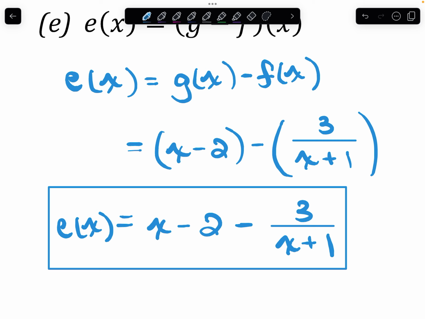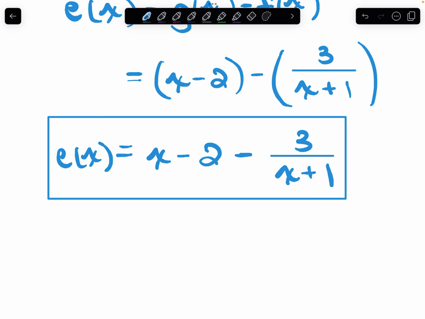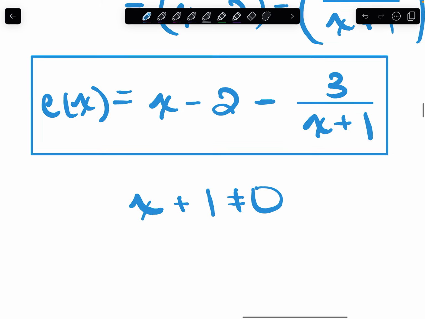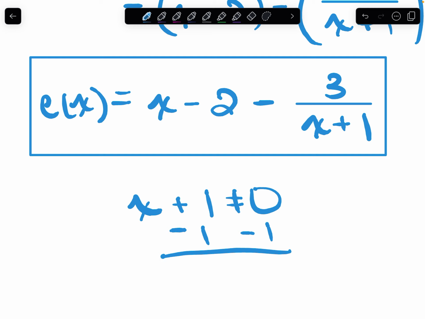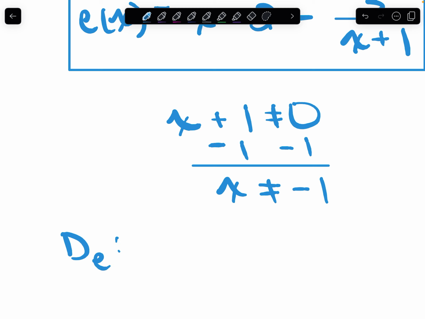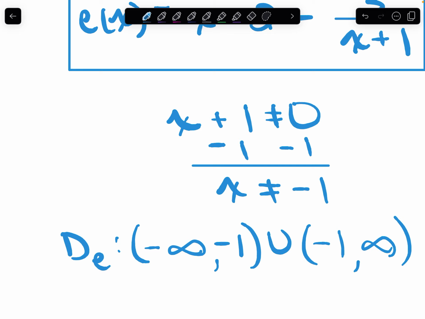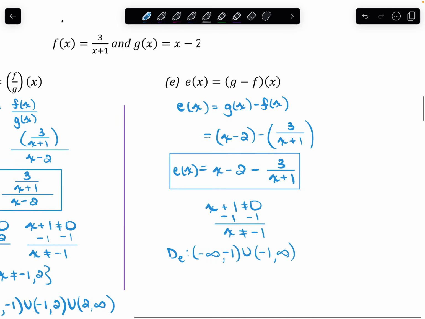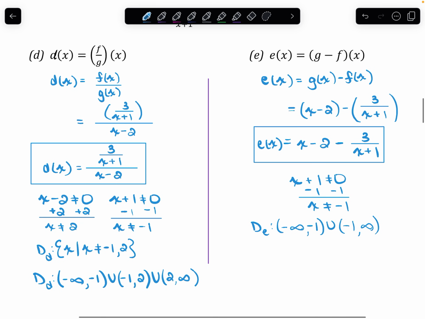So domain, same thing with your domain. You're looking for denominators, and we got one. X plus 1 is not allowed to be 0. So we subtract 1 from both sides, and we get x cannot be negative 1. And then you choose your notation of choice. Negative infinity, 1 hop, and continue. So here's your E and F if you need to freeze those to look at.